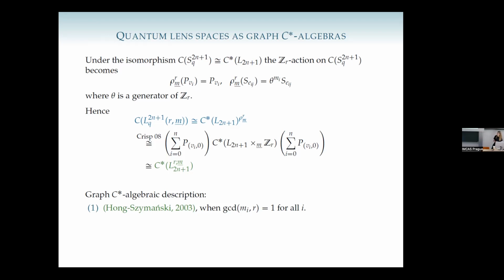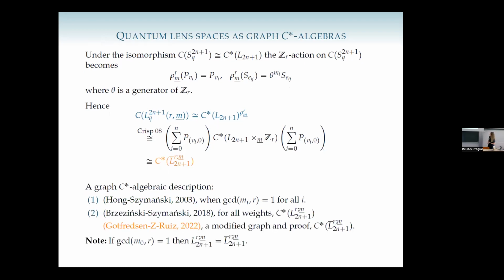And this was then proven to be a graph system algebra first in the case where the greatest common divisor is 1 for all i by Hong and Szymanski. And then later on, Brzezinski and Szymanski came up with a suggestion for a graph and also a proof where you don't need this condition of the greatest common divisor being 1. But it turns out that this was not always true. In some cases, it was not the correct graph. And also there was a problem with the proof. And this was pointed out to us by Efren Ruiz.